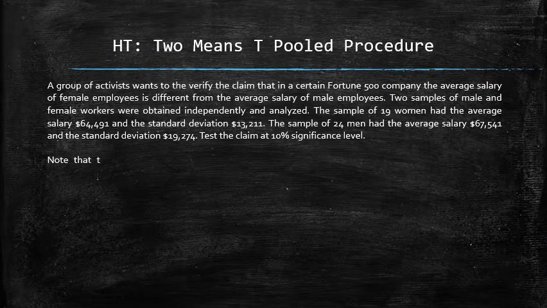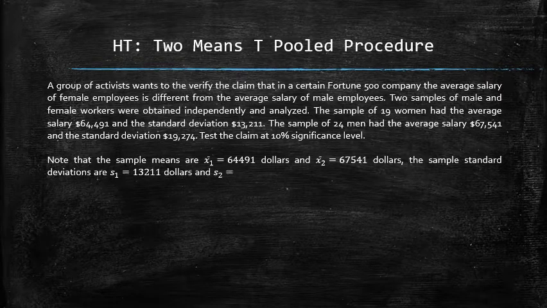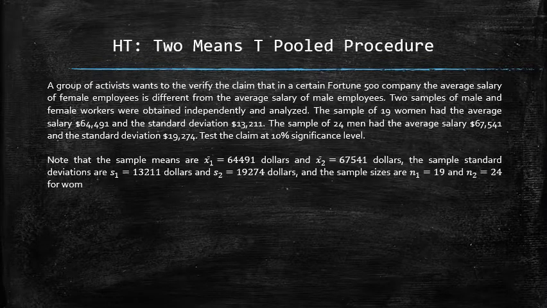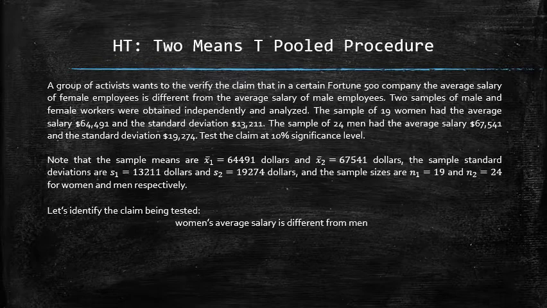First, let's note that the sample means are $64,491 and $67,541. The sample standard deviations are $13,211 and $19,274, and the sample sizes are 19 and 24 for women and men respectively. Now, let's identify the statistical claim that needs to be tested. The claim is that women's average salary is different from men's, so we can symbolically express the claim as mu1 is different from mu2, or equivalently as mu1 minus mu2 is not equal to 0.